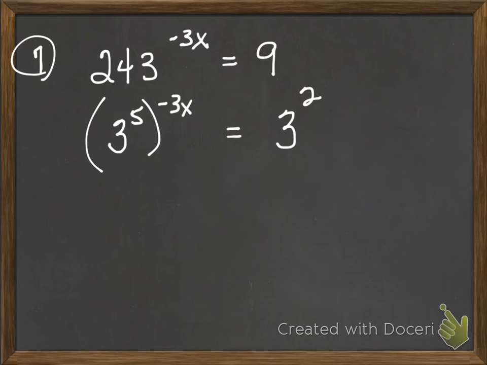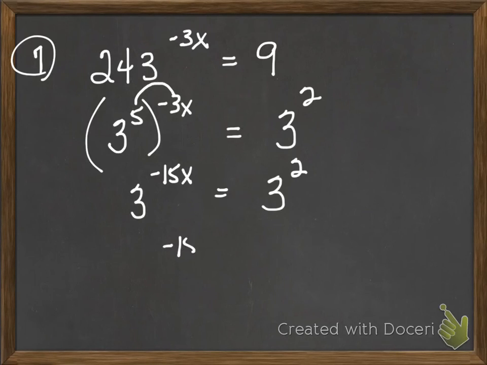On the left, what's the next step? Power to a power, we multiply. Toki said that's going to give us negative 15x. Power to a power, we always multiply. So I'll get 3 to the negative 15x is equal to 3 to the positive 2. That gives me what equation? Negative 15x is equal to 2.